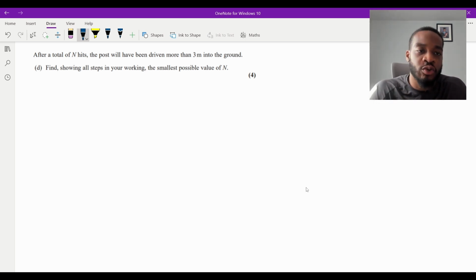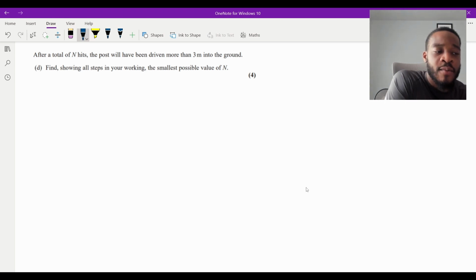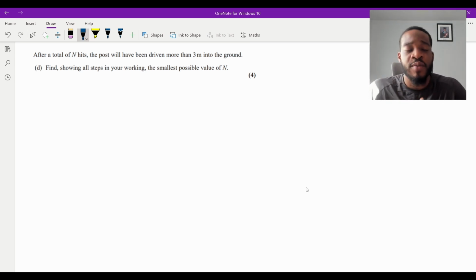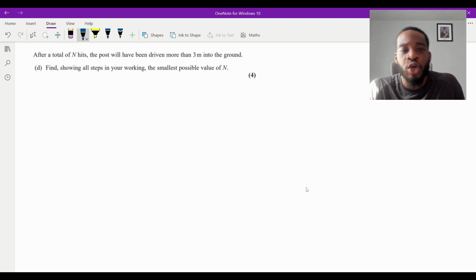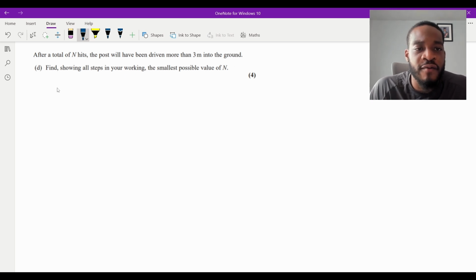Okay, now remember, this question is in two phases. We've got the first part of the question where the metal post has been driven and it forms an arithmetic sequence. And then the second part is when it's being driven and it's formed geometrically. So what you want to do is ask yourself, okay, well, we need a total amount of hits. I'm going to write phase 1 and I'm going to write phase 2 again.